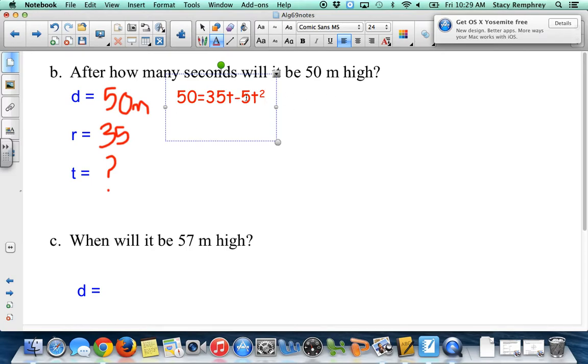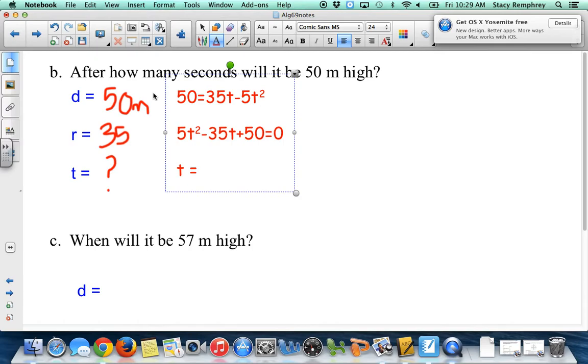Now, I'm going to choose to add 5t squared to both sides. I'm going to subtract 35t. So I took this and moved it to the left. I took this and moved it to the left. And then plus 50, because that's still on the left, equals 0. Then you can use your quadratic formula or whatever you want to use.